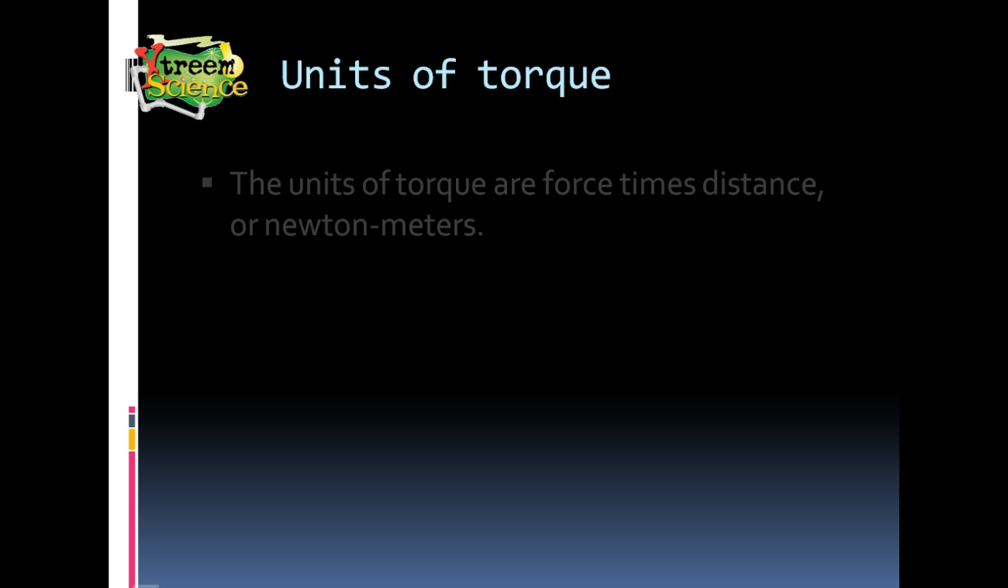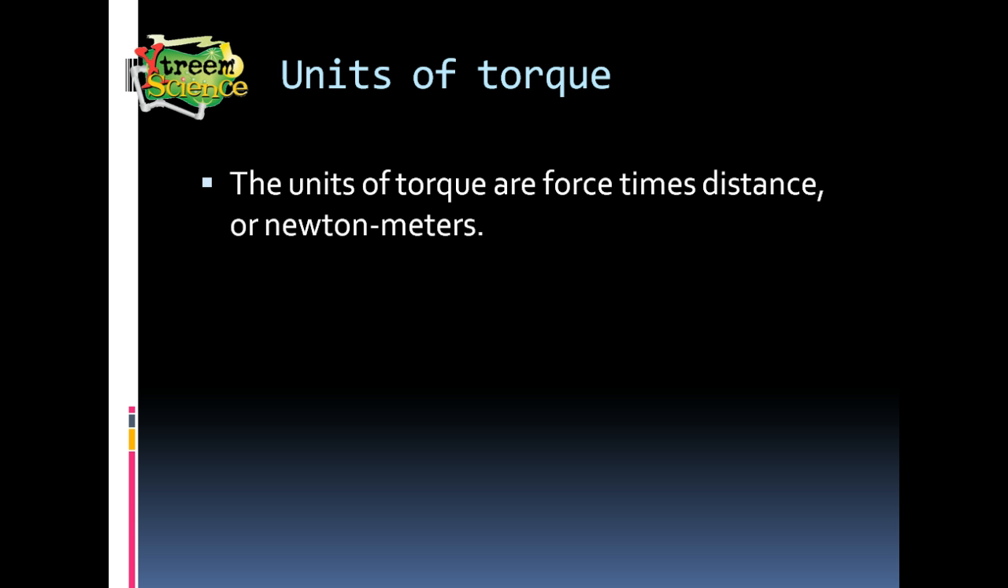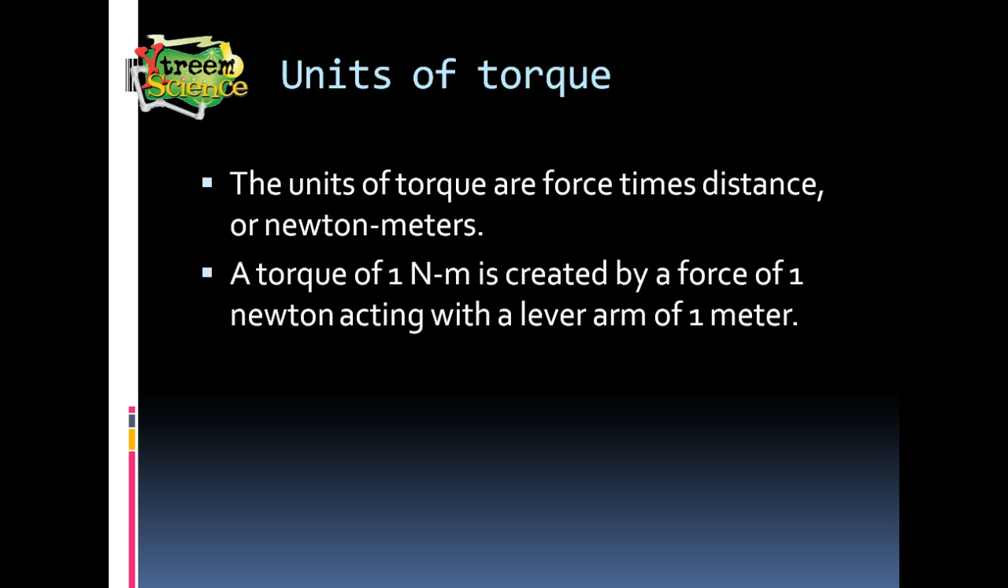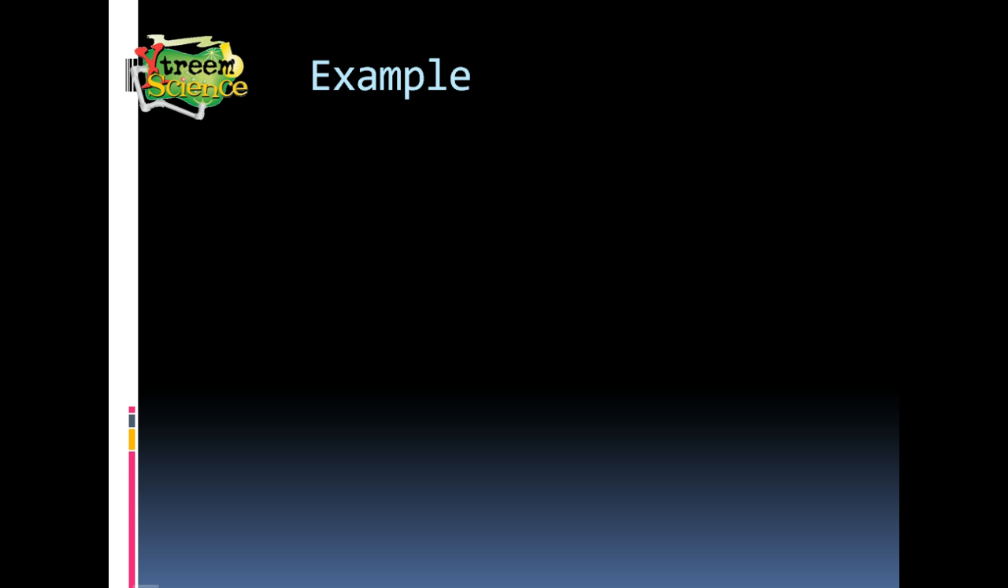The units of torque, as I alluded to before, are force times distance, or newton meters, because the units of force are newtons and the units of distance, or lever arm, are meters. So a torque of 1 newton meter is created by a force of 1 newton acting with a lever arm of 1 meter.